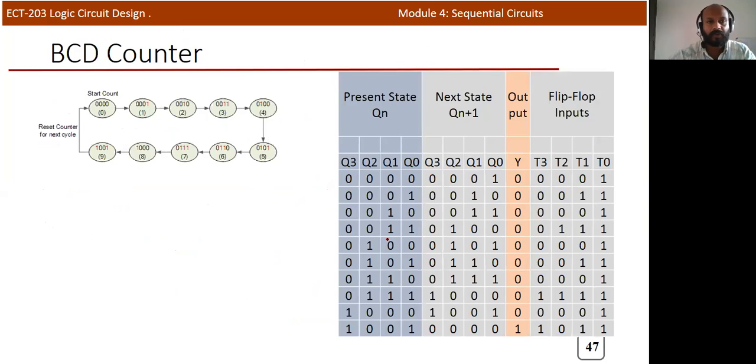Now we can discuss one more circuit that is known as a BCD counter. BCD counter means that the BCD number is from 0 to 9. After this 9, 10, 11, 12, etc.